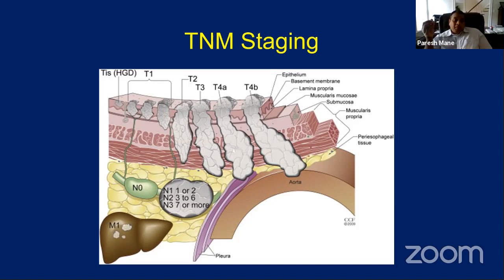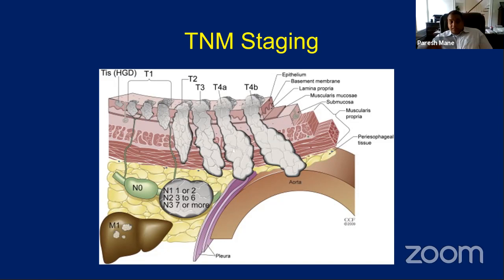In real life, in practice, what really matters to us is how superficial it is. T2, T3, T4, they would all be treated in a similar way. And you want to know how many lymph nodes are involved, or whether the distant nodes are involved, because that gives you a sense of prognosis. That doesn't mean the patient's not going to get an operation, it just gives you a sense of the prognosis.